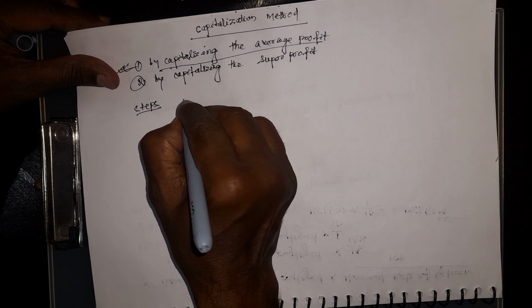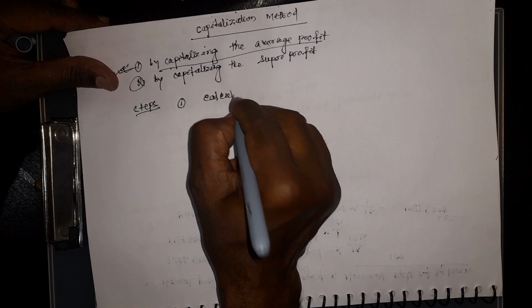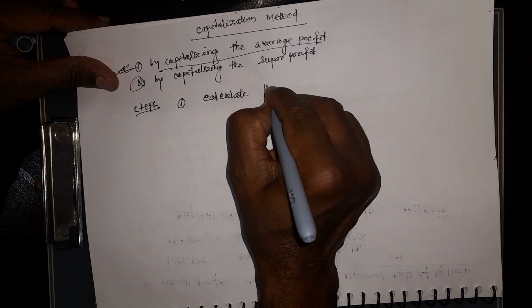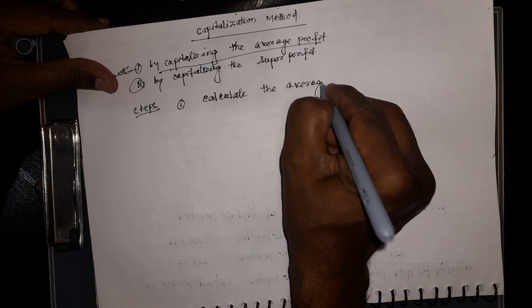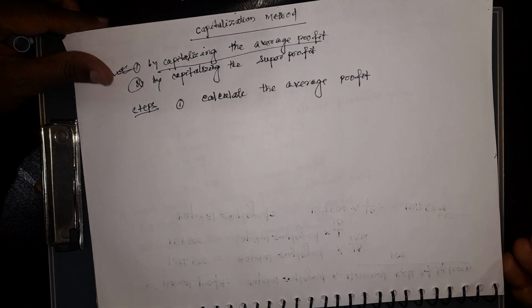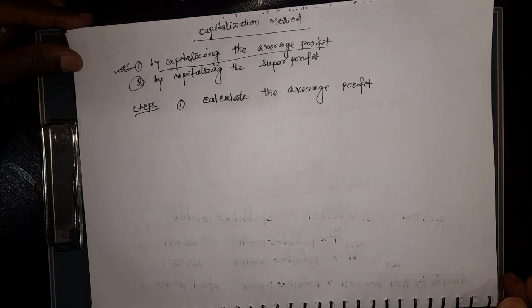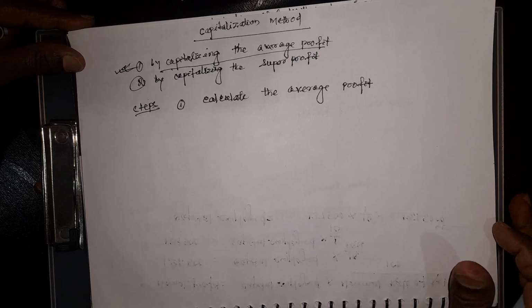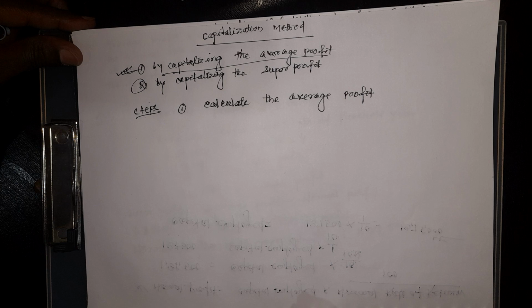First step, we have to calculate the average profit. If it is given in the question, no need to calculate it. If it is not given, you have to calculate it. Suppose 5 years' profit is given, we add the 5 years' profit and divide it by 5. If an adjustment regarding abnormal profit or abnormal loss is given, then accordingly we will do it. So this is the first step, calculate the average profit.